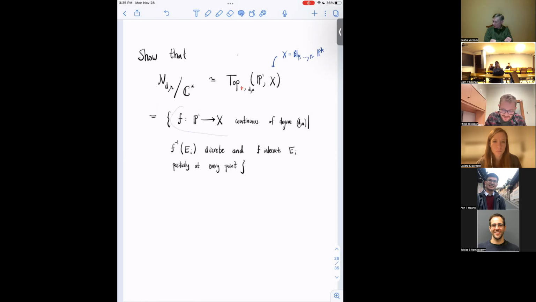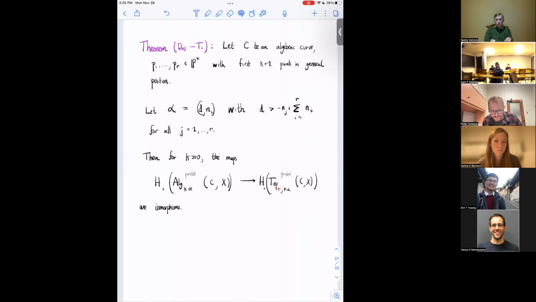It can be related to the space of continuous maps to the blowup, such that the pre-image of each exceptional divisor is discrete, and that at each point of intersection of F with the exceptional divisor, the intersection is actually strictly positive. So all this to say is that this is our approach to understanding the homology of these algebraic mapping spaces.